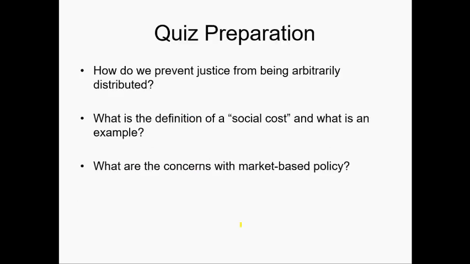Now, as far as preparing for the quiz for Chapter 6, how do we prevent justice from being arbitrarily distributed out there in our system? What is a social cost? Give me some examples of social cost. And then what are the concerns with market-based policy?